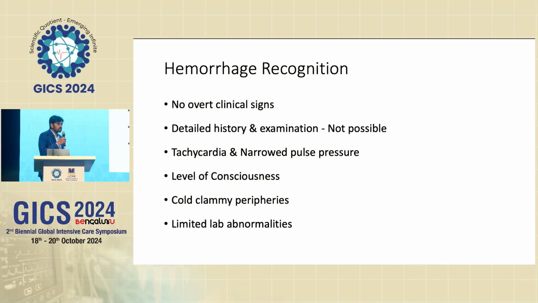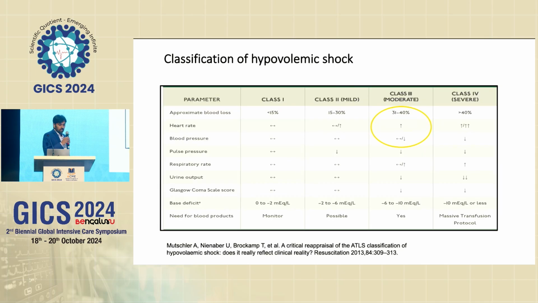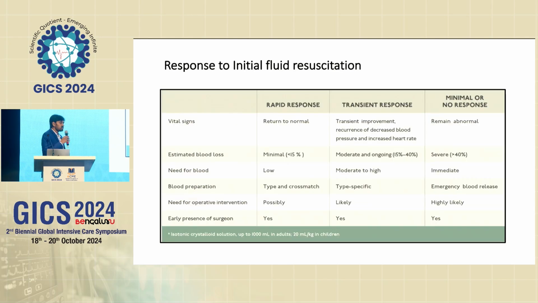So this is what you will come across in shock, and this is again shown in the American College of Surgeons classification of shock, where a drop in systolic blood pressure happens only when there is 30 to 40% blood loss. By the time you recognize shock in these patients, almost 40% of the blood has been lost, and if you only resuscitate at this phase, you have already lost the boat. So recognizing the shock at the earliest is going to make the change in these patients.